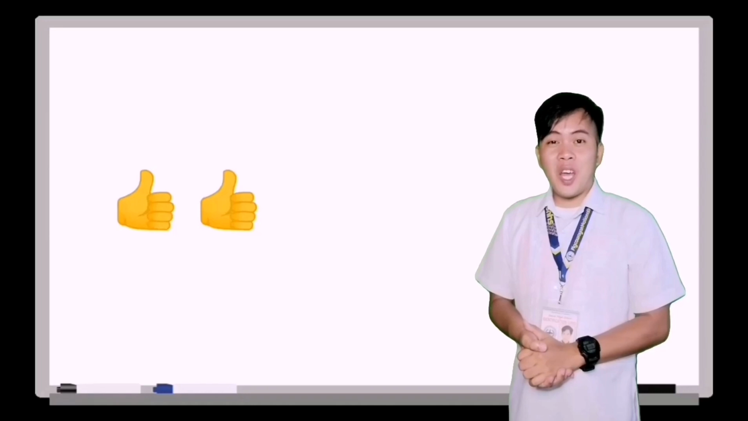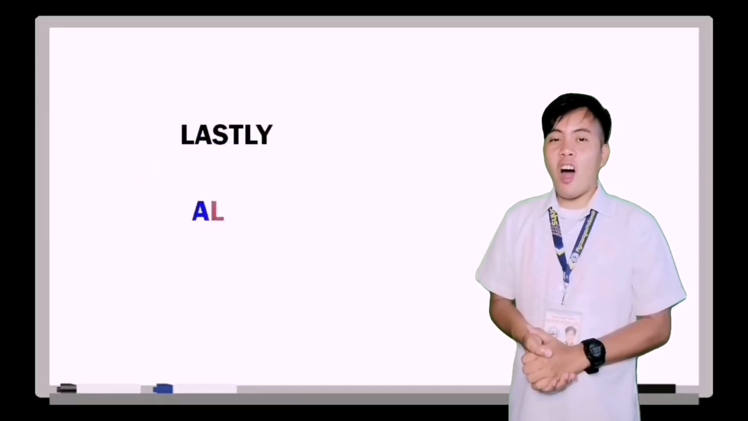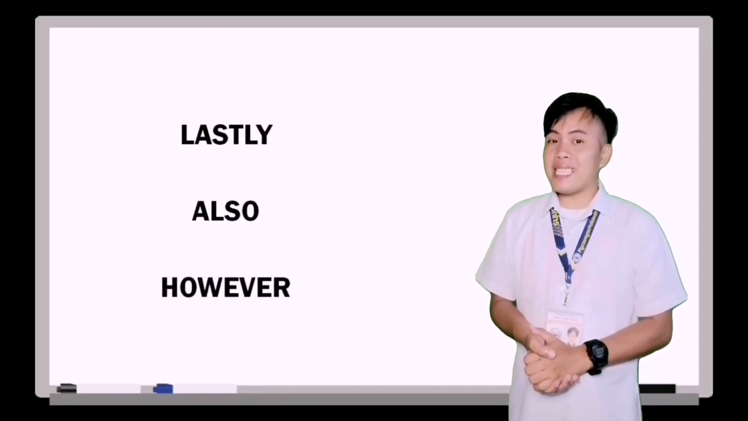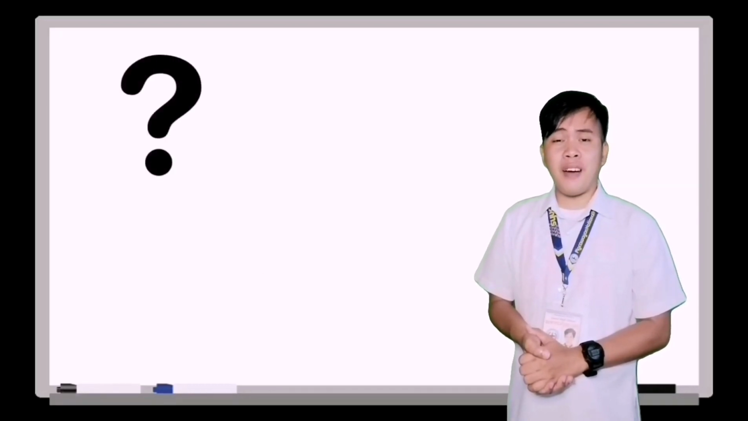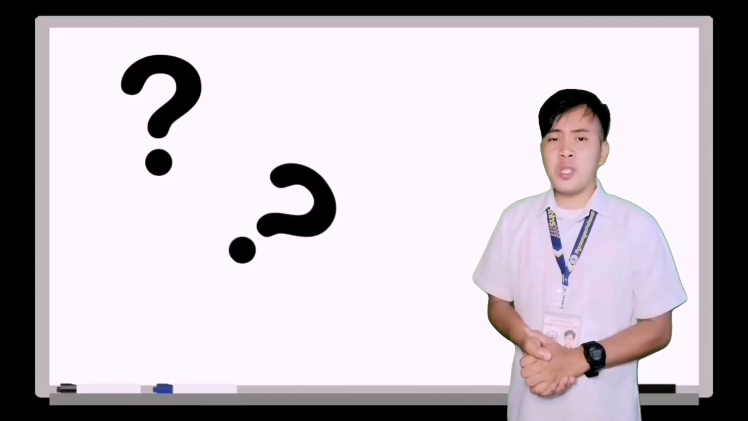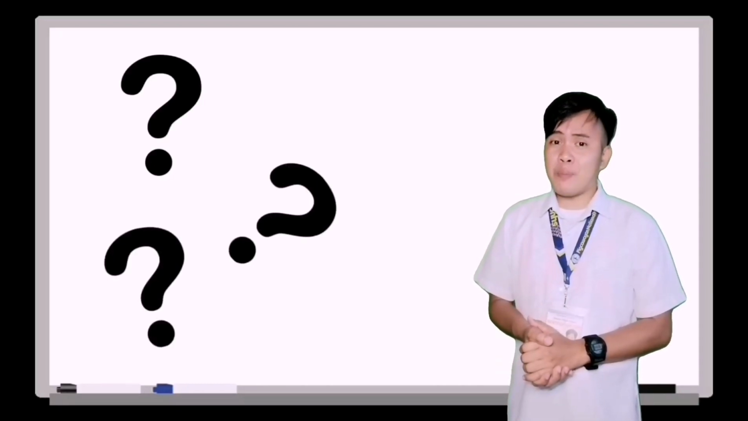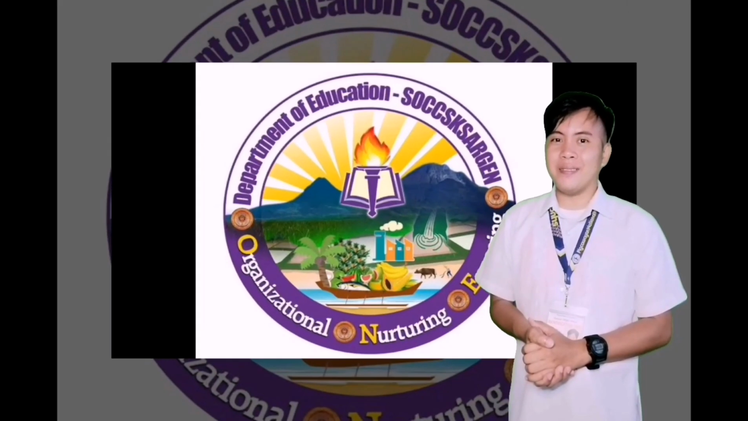In our activity, we have the following words: lastly, also, and however. These are called cohesive devices. You might be wondering, what are these cohesive devices? What do they do? And can we categorize them into different types? Let's answer these questions right away.